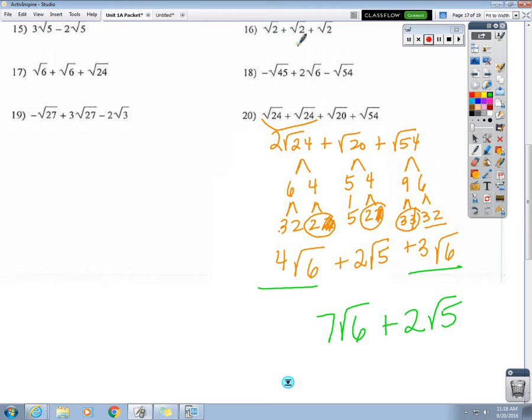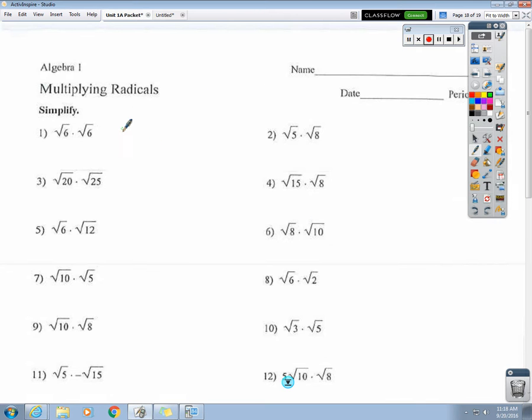Okay, now flip to the next page. With multiplying radicals, they do not have to match. Now, sometimes they will, but they don't have to. All you do is multiply the numbers. What's the square root of 6 times the square root of 6? The square root of 36. And what is the square root of 36? 6.